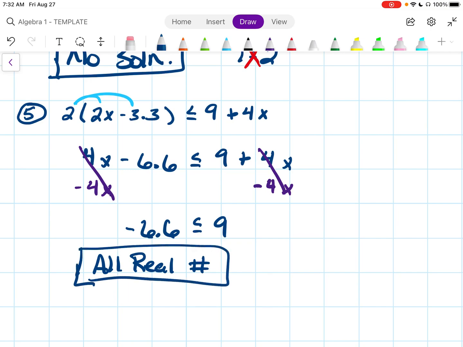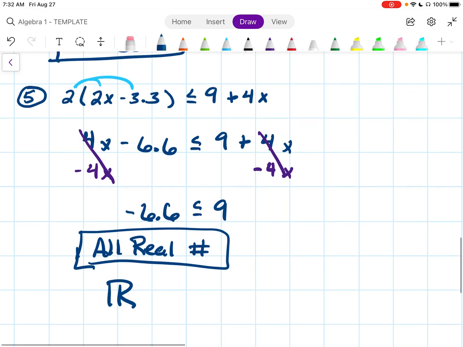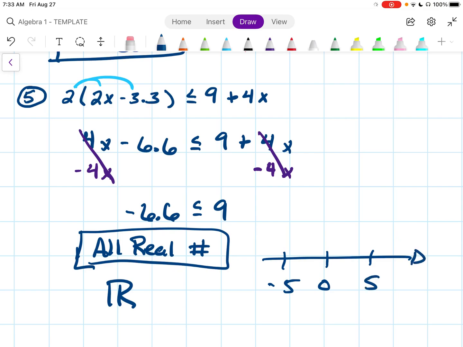There's a few different ways we could word that. Sometimes it's just all solutions. Sometimes I use the fancy little R there. All real numbers is one of those, a good blanket statement for that. Now on this one, if it asks you to graph, what you're going to do is you're going to draw your number line. We can put some numbers, maybe -5, 0, and 5. And it says all real numbers. So what we're going to do is we're going to graph the whole thing. We're going to shade the whole thing.